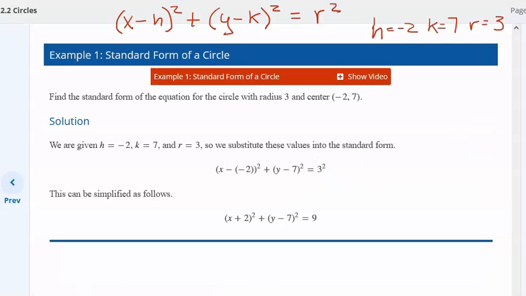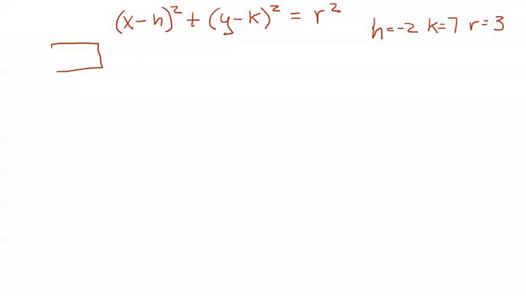Now in example 1, we're asked to write this data that I've written here into the standard form of a circle. And let's see what that looks like. We'll go to the whiteboard now. So what is our x? We don't know at this time.